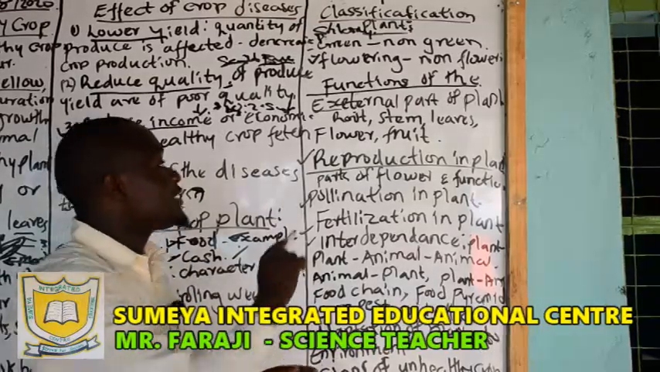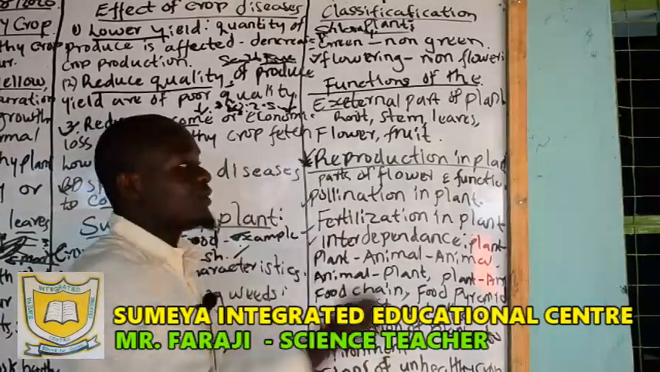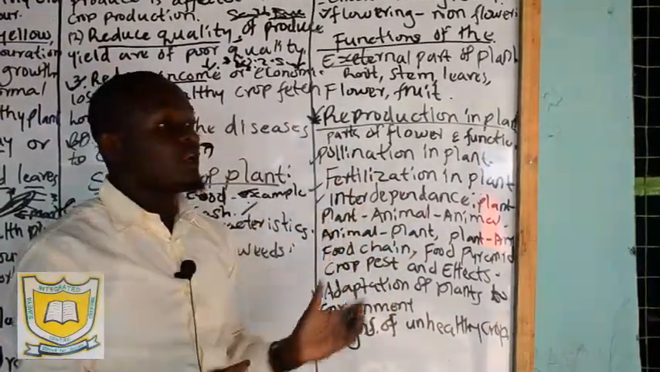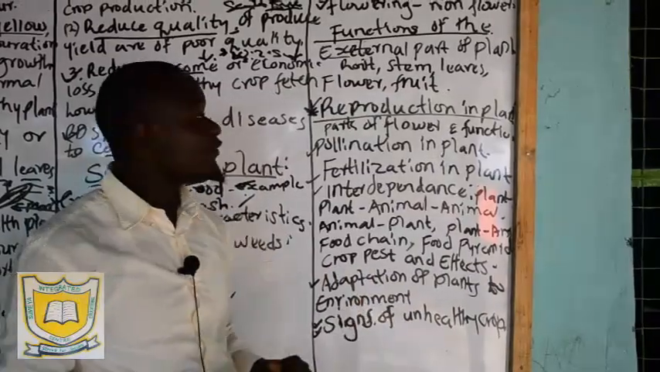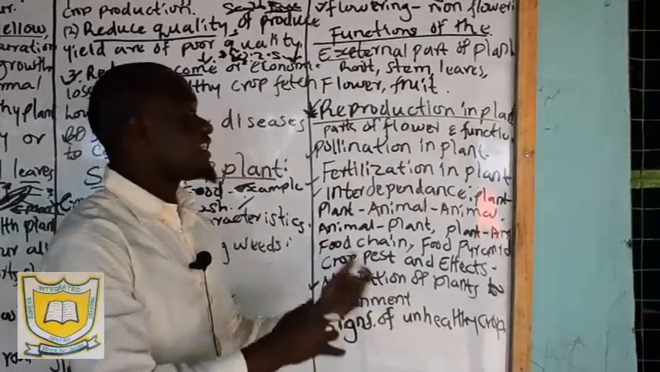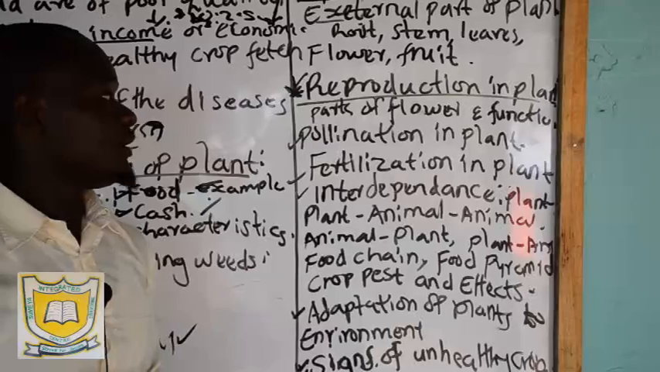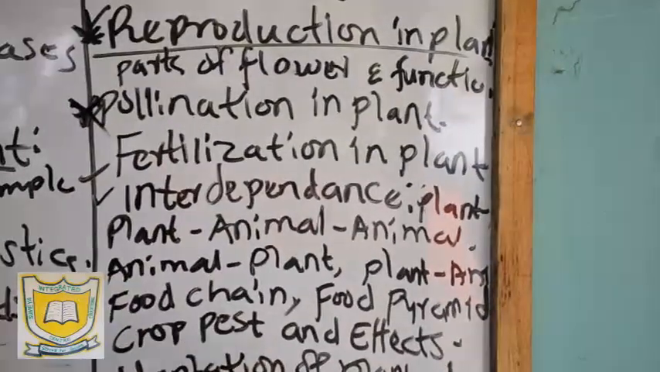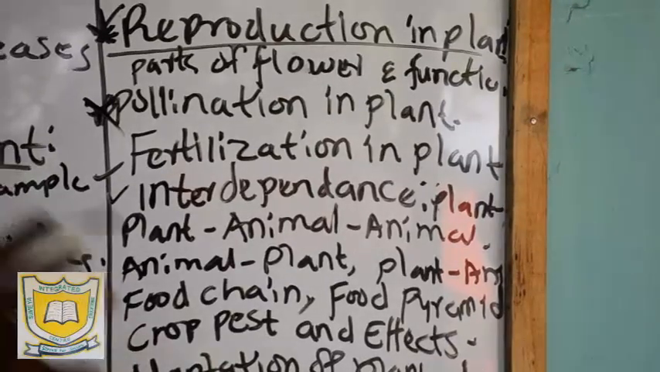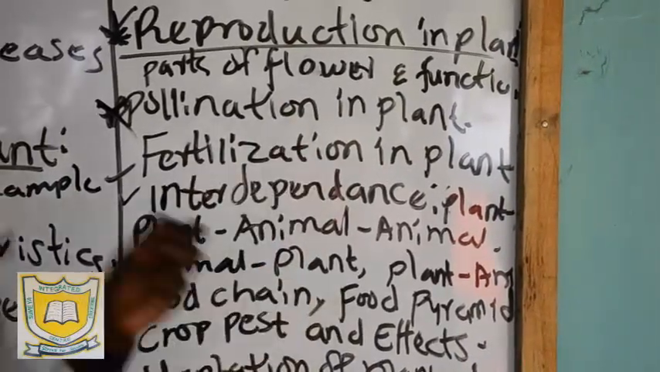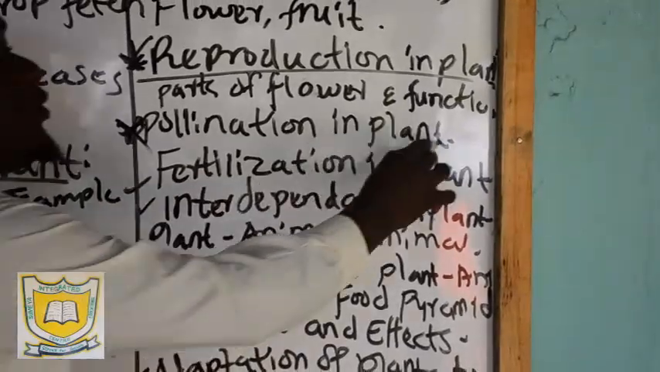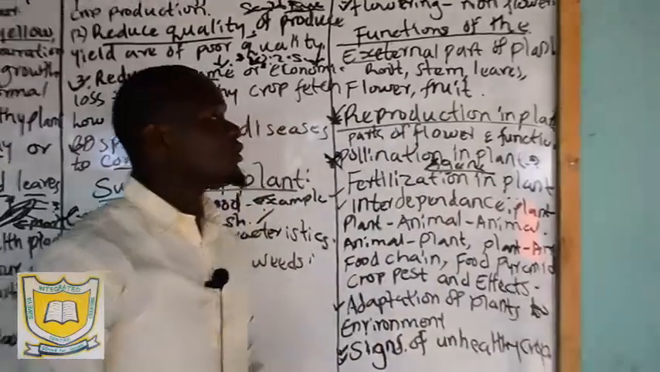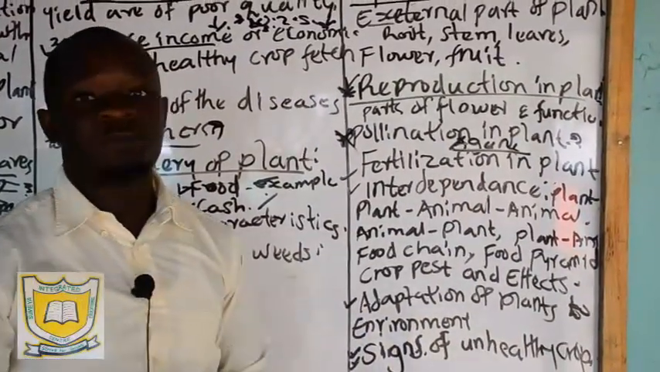Also, still on plants, you have to understand the part of reproduction. We discussed reproduction when we discussed a flower, the parts of a flower, the function of those parts of a flower, and also how fertilization takes place in that flower. We talked of pollination. We talked of the types of pollination, where we discussed cross-pollination, self-pollination, and also the agents of pollination.